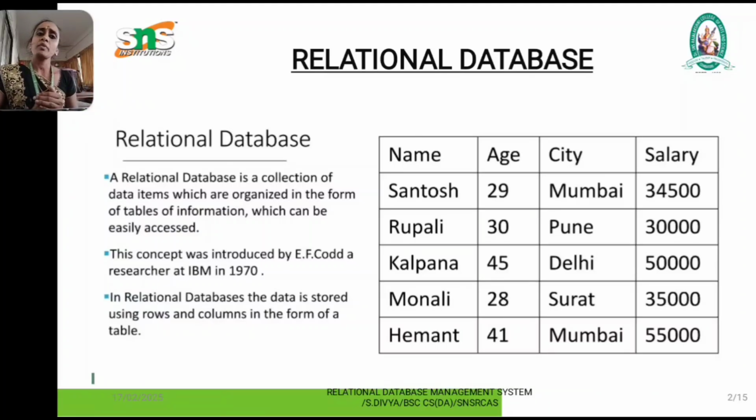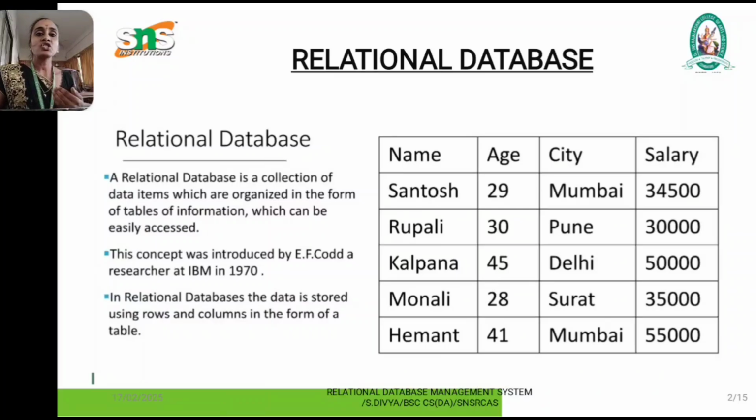So in a relational database, the data is stored using rows and columns, in the form of a table. For example, here we take name, age, city and salary. These are called columns. The values of the column, where the data is, are called entities. That is, under the name we mention Santosh, Rupali or Kalpana and so on. So these are called entities of the attribute called name.